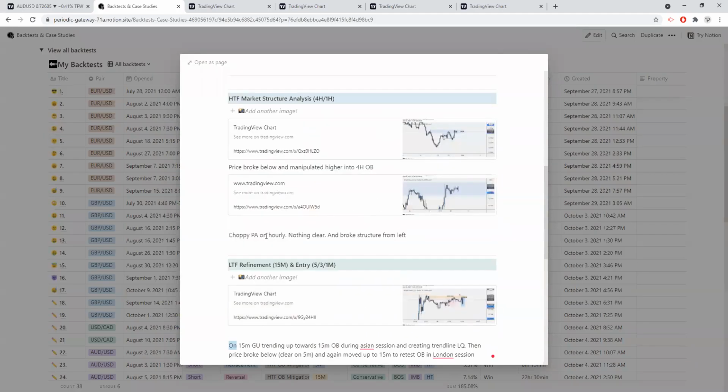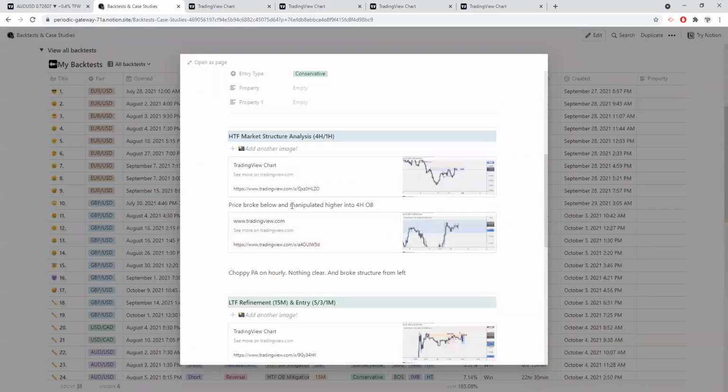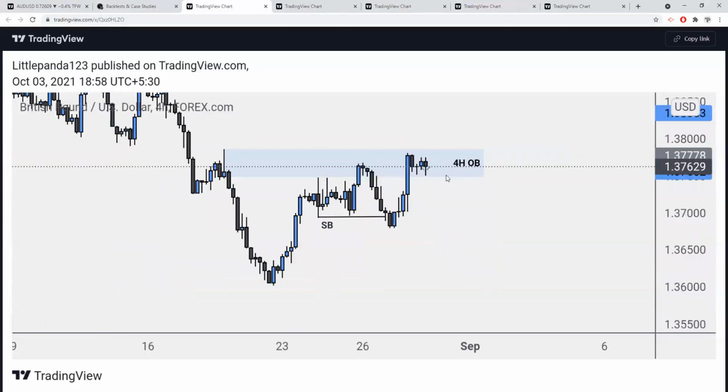You have comments, choppy PA on the hourly, nothing clear. And manipulate, price broke below and manipulated higher. Yes, but technically, then this one should become your OB. Technically, this one. So after this one is broken, then we should turn bullish, like just following simple. What is your thoughts on this one, bro? What do you think?